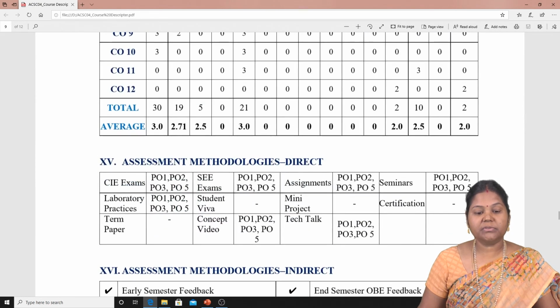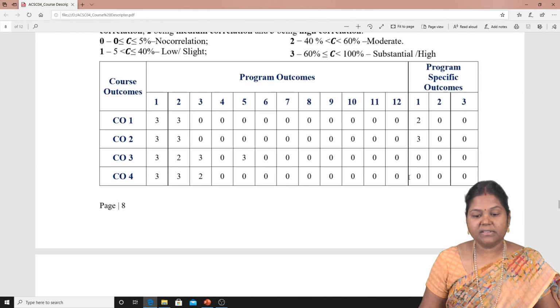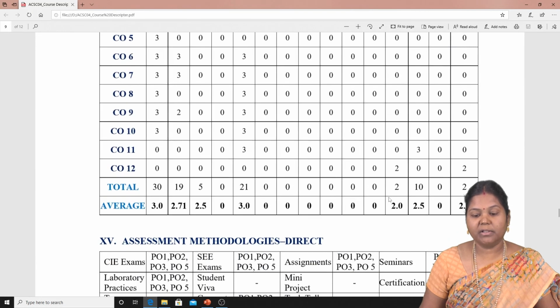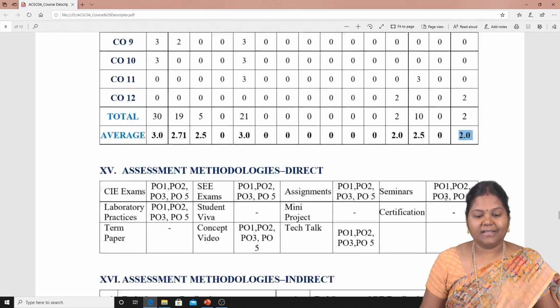From this course, you can understand: first, PO 3.0 you got, so high correlation is there. 2.71 is also high. 2.5 is also high. Similarly, for PO 12 you got only 2.0, so 2.0 means moderate correlation is there. PSO 3 is also 2.0, so moderate correlation is there. So you have to understand like this.